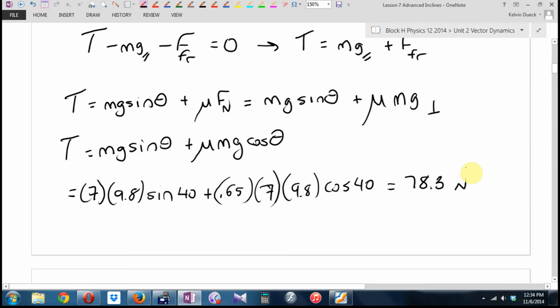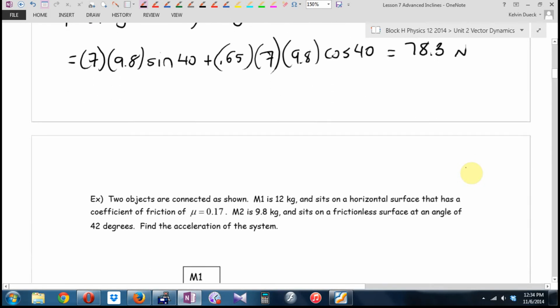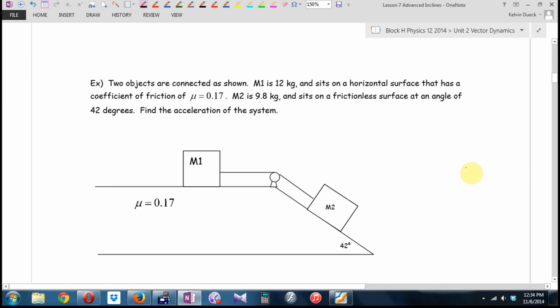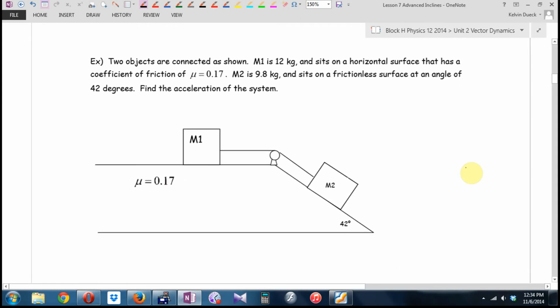Let's kick it up a notch. Let's add more than one mass. Let's do a many-body problem with an incline, putting everything together. Two objects. I like this question. Probably something like this. I'm going to give you a many-body problem with a ramp.